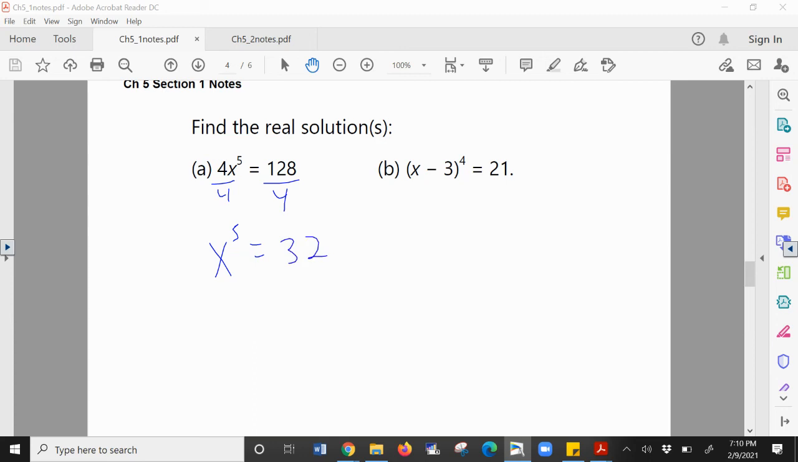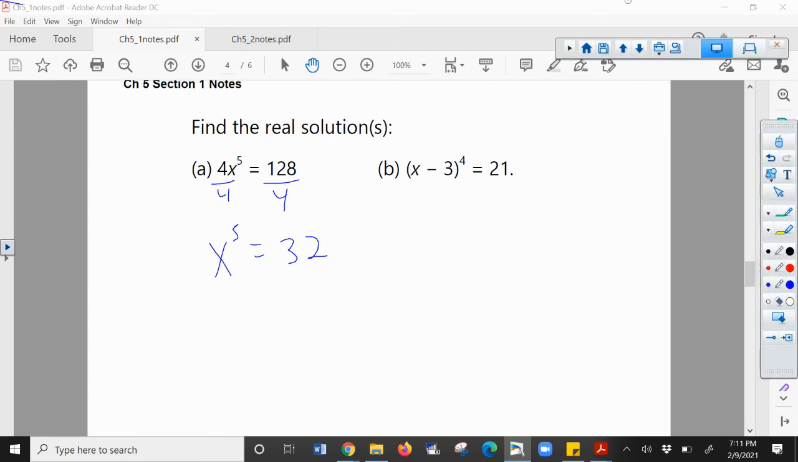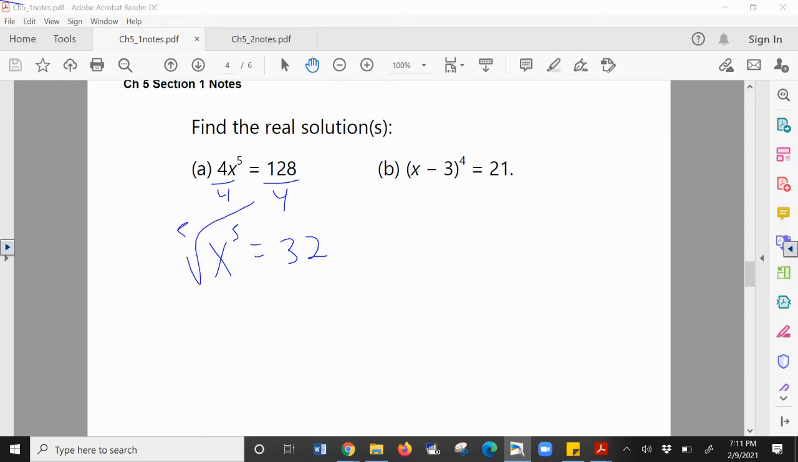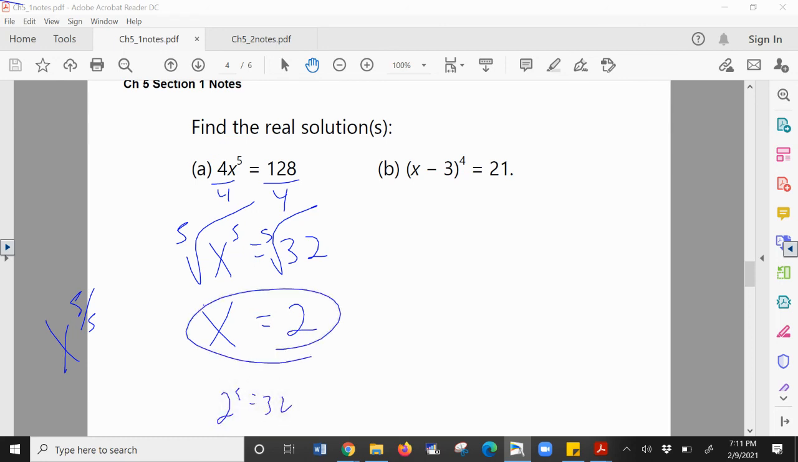Now, think about this. When we had x squared, one way of solving those was to take the square root. Square roots undo squares. Well, fifth roots undo fifth powers. So the fifth root of both sides would give us the fifth root of x to the fifth, in other words, x to the 5/5, right? That's just x to the first. That's what we want. And the fifth root of 32 is 2, since 2 to the fifth power is equal to 32. So there we go.